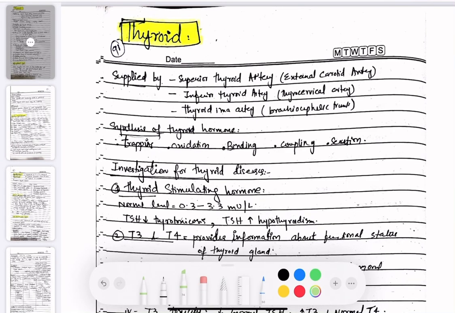So thyroid is supplied by, this is a very important and favorite question of the examiners: what is the supply of the thyroid? The thyroid is supplied by the superior thyroid artery, the inferior thyroid artery and the thyroid ima artery. The superior thyroid artery arises from the external carotid artery, the inferior thyroid artery arises from the thyrocervical artery, and the thyroid ima artery arises from the brachiocephalic trunk. Okay, brachiocephalic trunk. Thyrocervical artery, external carotid artery.